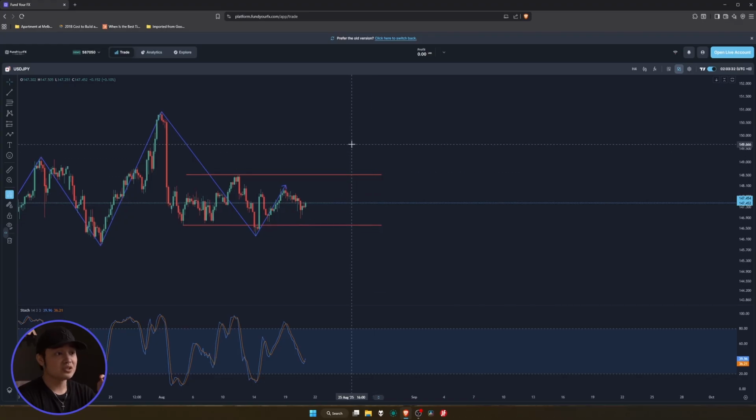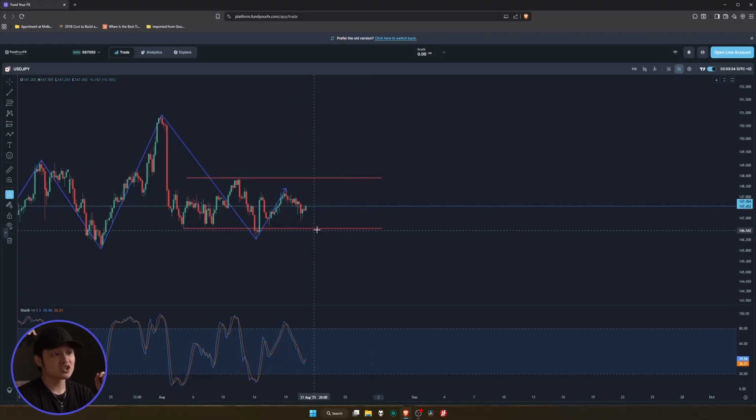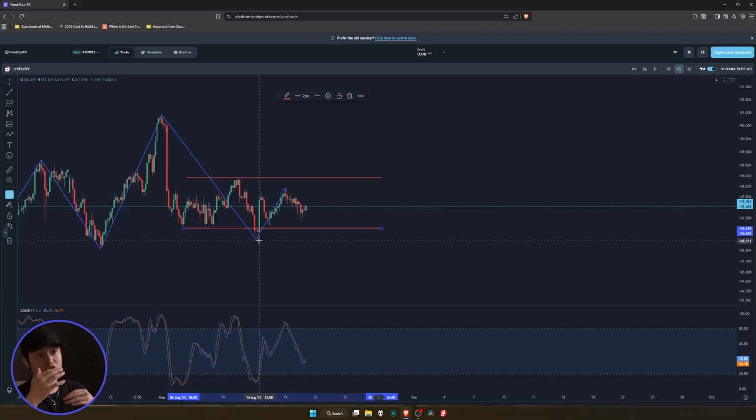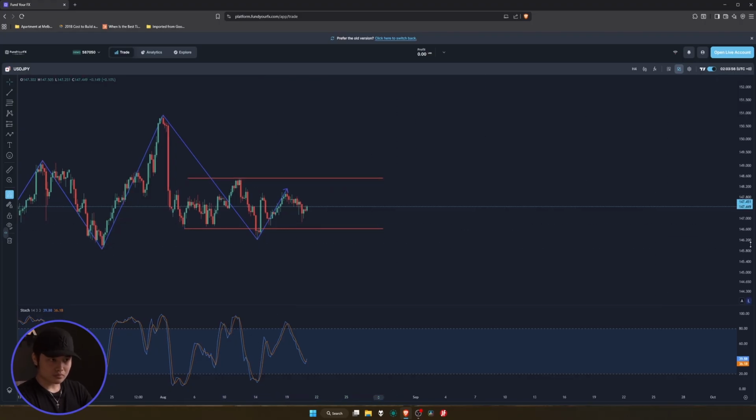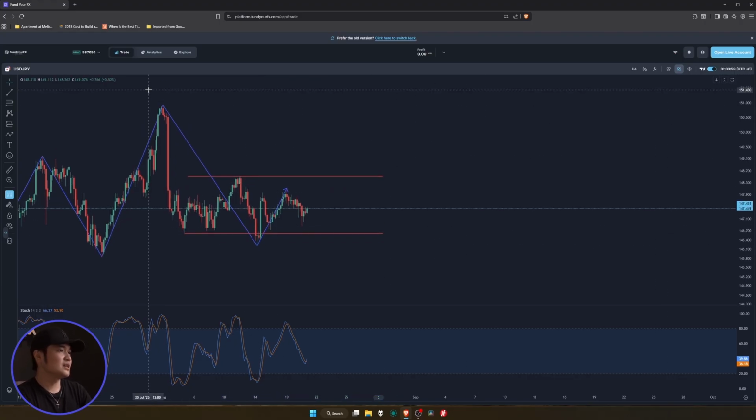It's quite complex. If you still have the long bias on the dollar yen, the first thing you have to do is wait for the price to touch the support line around here. This one is the support line where the sideways structure literally has two lines. The first one is the resistance or the top line, and the bottom line is the support.